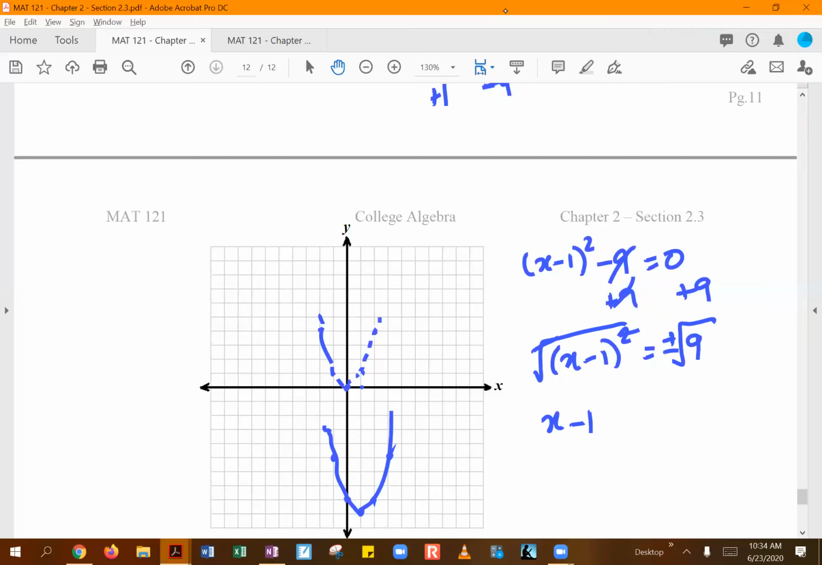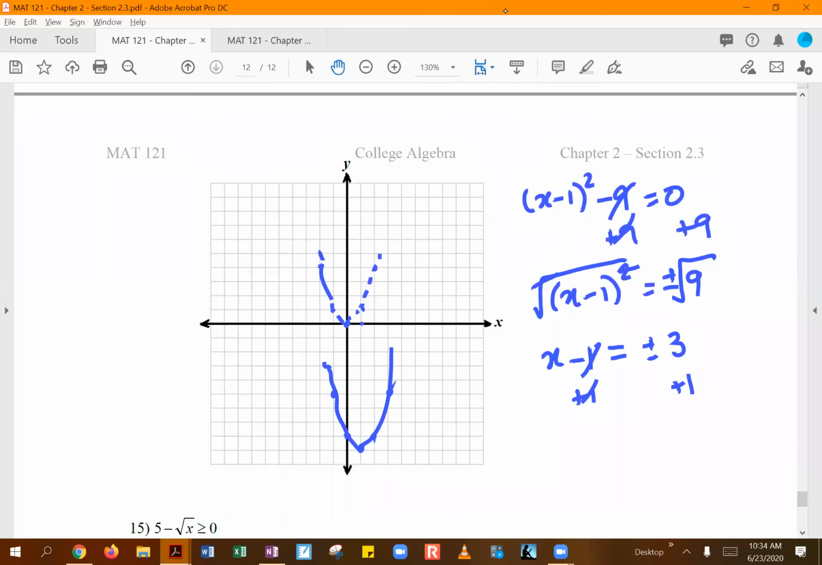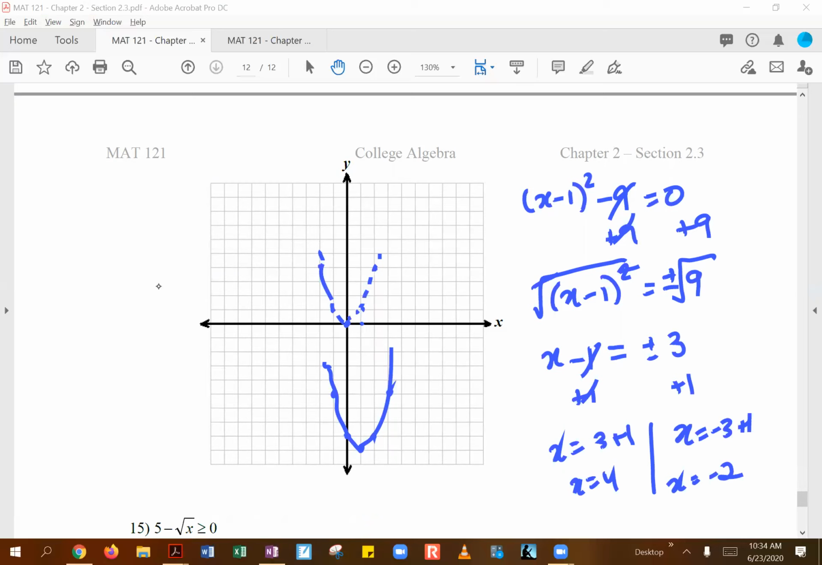Yeah, okay. So once you get rid of that square, you end up getting x minus 1 equals positive or negative 3, right? Square root of 9 would give you 3. And then add 1. And then, of course, that's where you come up with your two answers from. So positive 3 plus 1 will, of course, give you positive 4. And then negative 3 plus 1 ends up giving you negative 2. So that means we would be crossing our x-axis at negative 2 and positive 4.